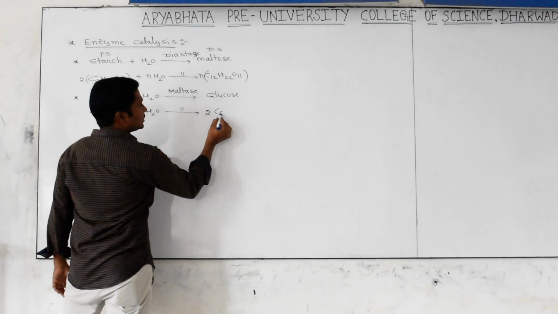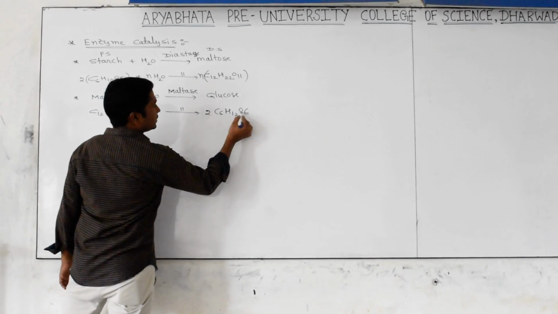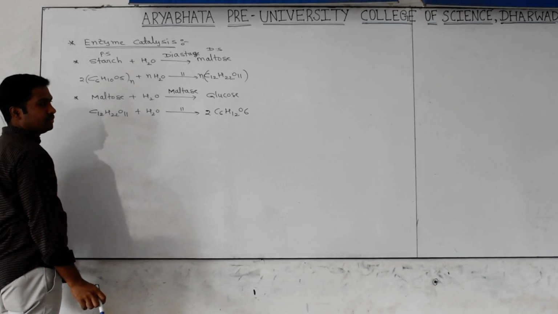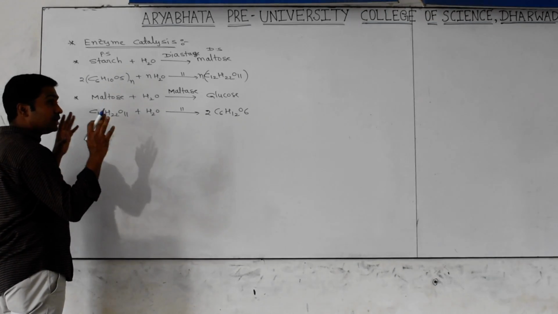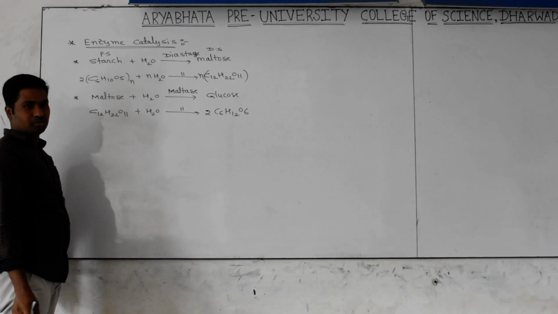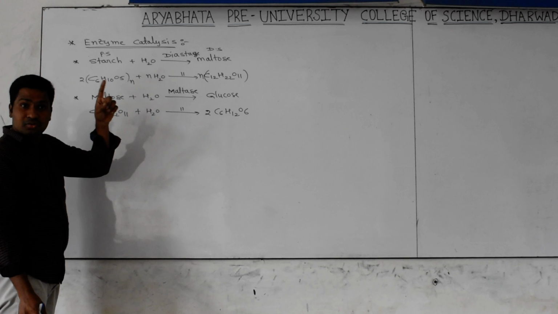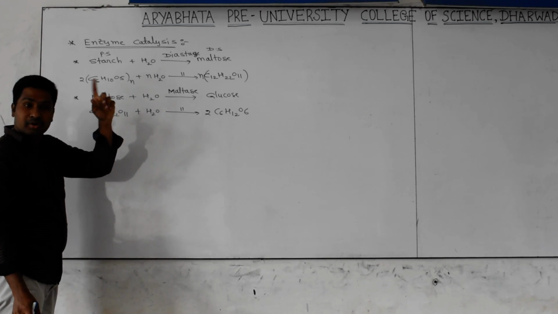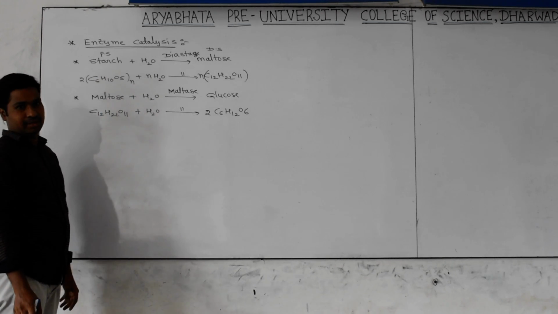Take here 2 C6H12O6. Is it balanced or not? Yes, definitely. 2 units of glucose we are getting. You have to understand that maltose is a disaccharide, purely made up of glucose units. You learned sucrose. Sucrose is also a disaccharide but made up of 1 glucose unit and 1 fructose unit.